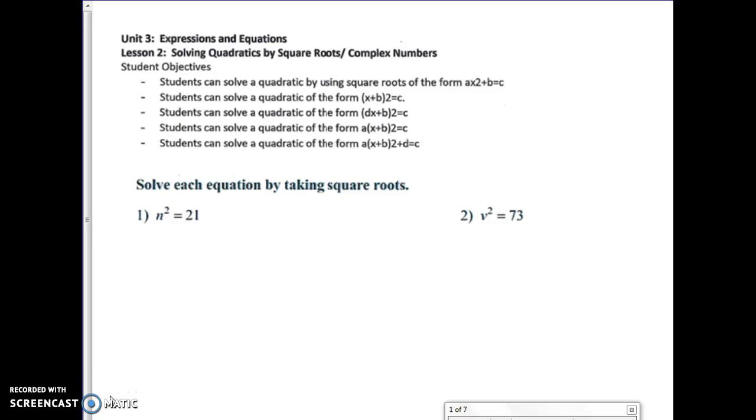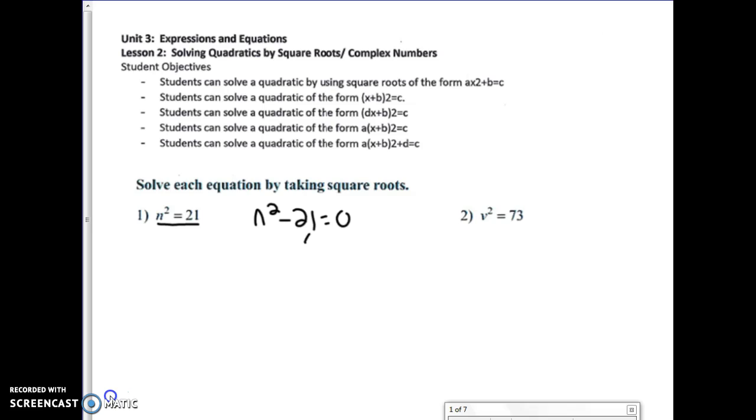Okay, guys, so we're looking at solving quadratics in five different formats. If I look at n squared equals 21 and try to do what we were doing before with quadratics, factoring it, I would get n squared minus 21 equals 0. Well, that's not factorable.